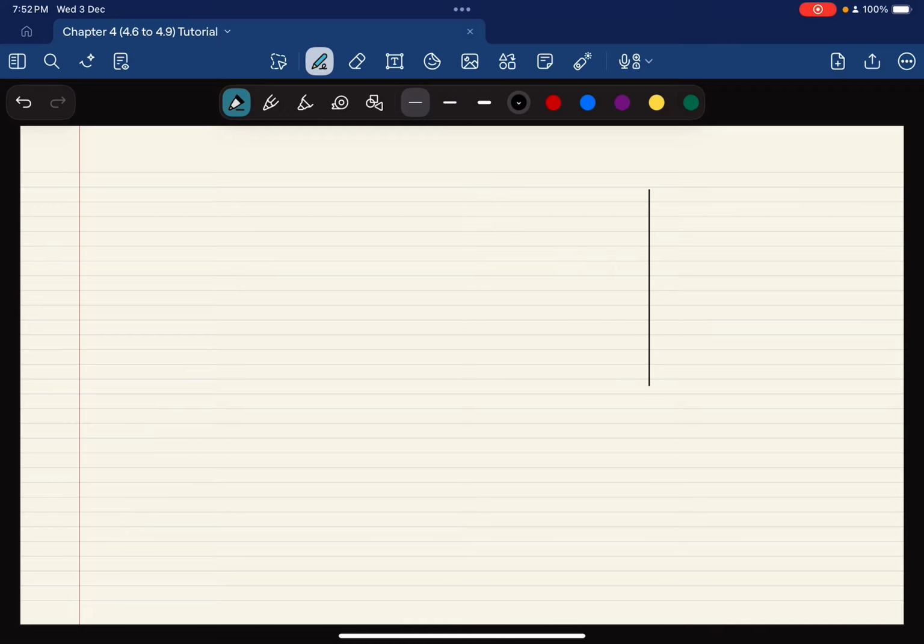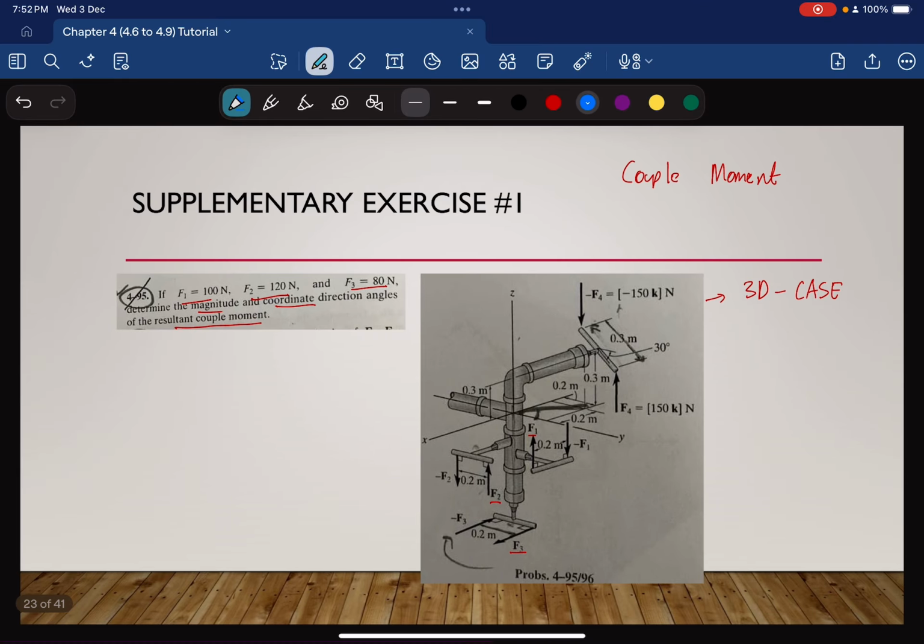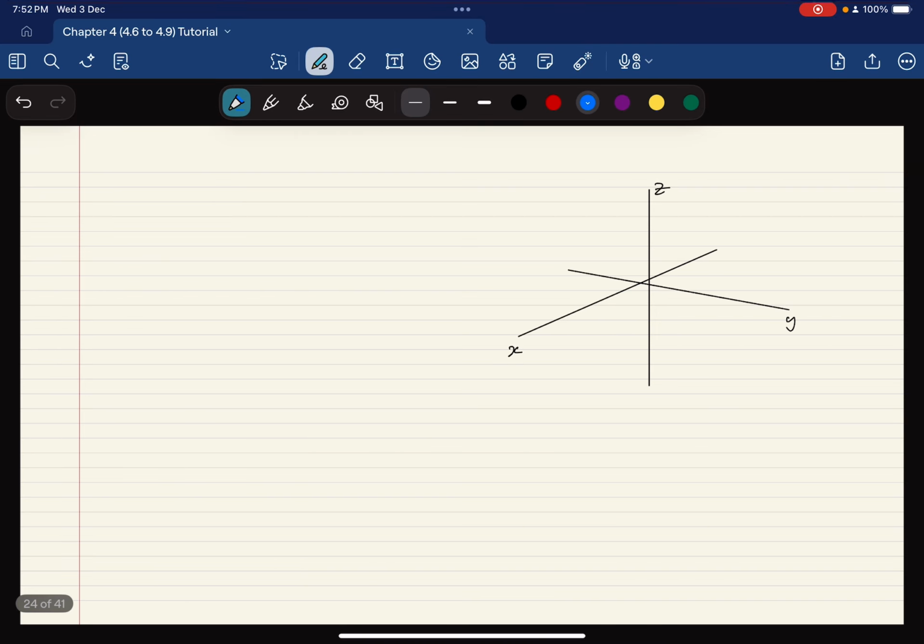So I'm going to draw the axis, right? The simple free body diagram, not very complicated. So X, Y, and Z. Right. So I'm going to highlight the structure in blue. So we have a structure right here.